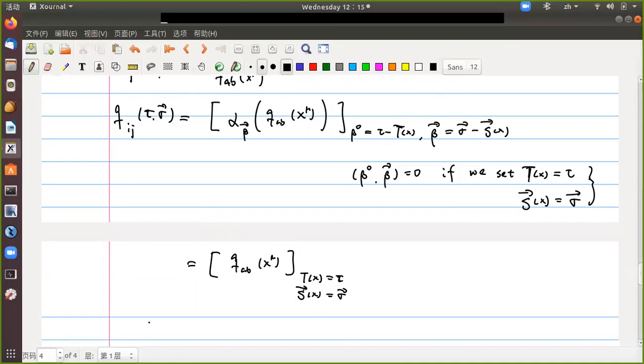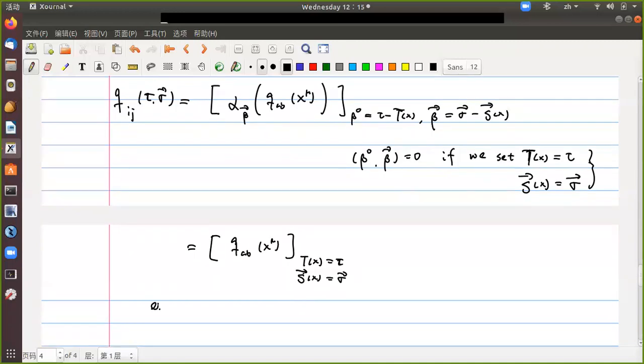So the point is that you are evaluating the gravitational field, the gravity field, at point x, where the dust field takes value.